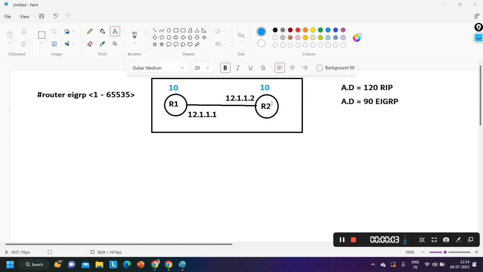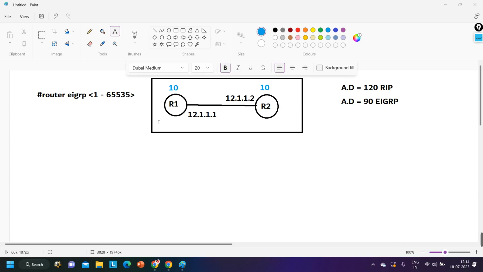AS number on both routers should be the same. So we have configured the same autonomous system number on both routers. In the last class, we had discussed autonomous system number as well, I think. What is an autonomous system number? I gave you one example of a society. Do you remember? Yes. So the autonomous system number should be the same on both routers.